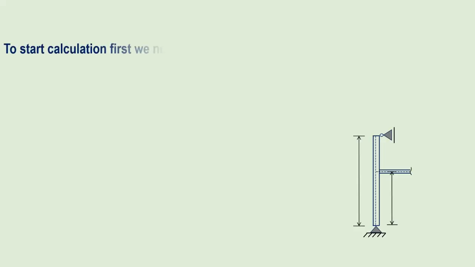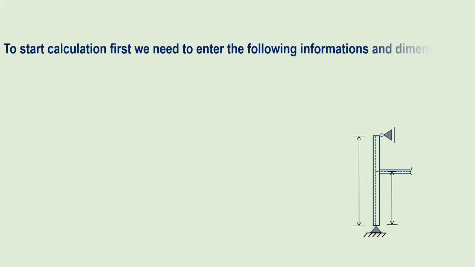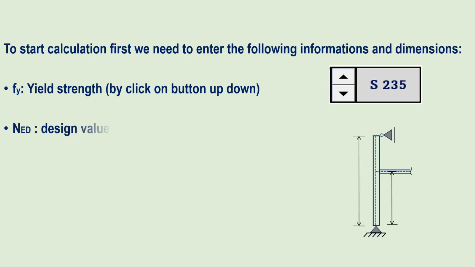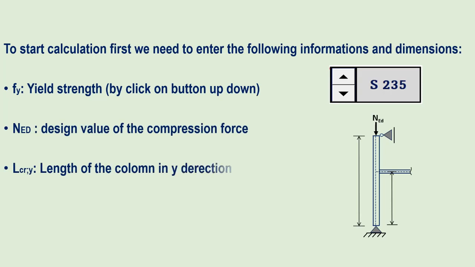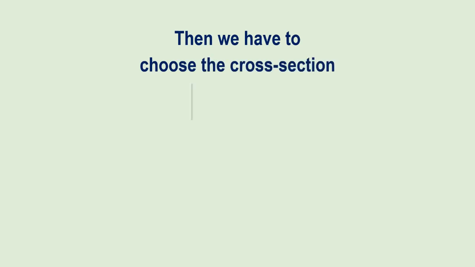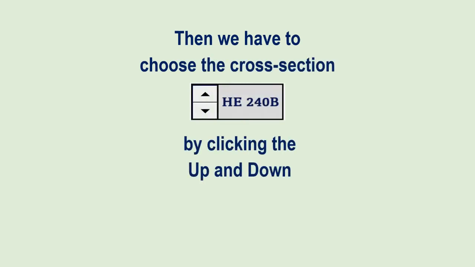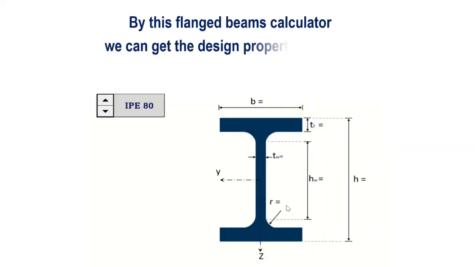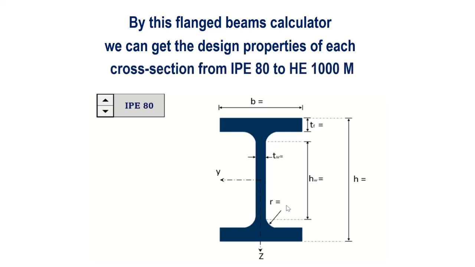To start the calculation, first we need to enter the following information and dimensions: yield strength, design value of the compression force NEd, length of the column in Y direction LcrY, length of the column in Z direction LcrZ. Then we have to choose the cross-section by clicking the open down button. By this flange beams calculator, we can get the design properties of each cross-section from IPE80 to HE1000M.